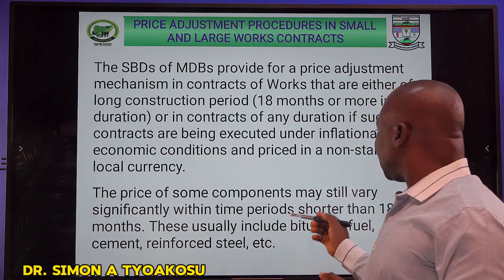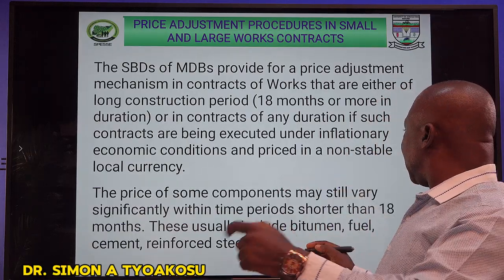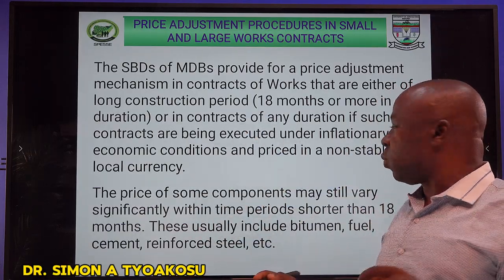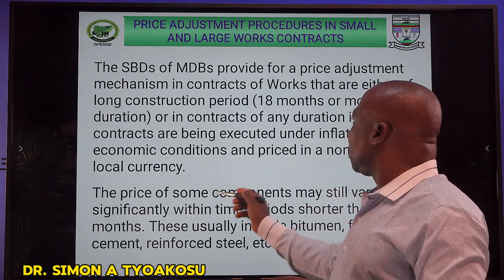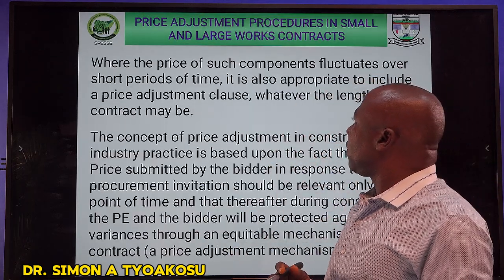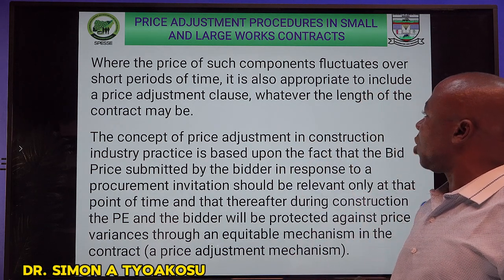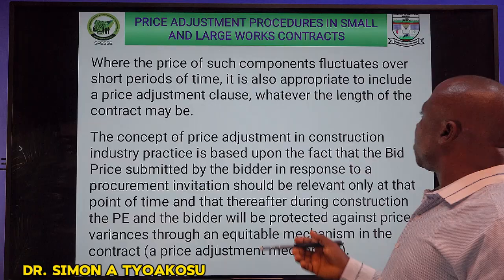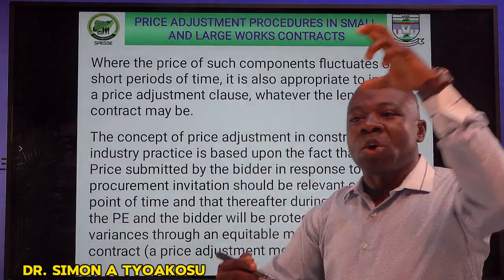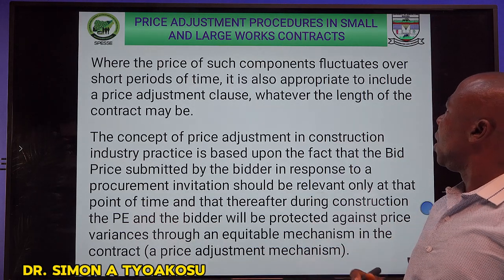So the issue of price adjustment is very key, particularly when you see that the products you are using have variation in their prices, which will significantly affect the service that we get from that product. The way the price of such components fluctuates over short periods of time, it is also appropriate to include them in what? Price adjustment. You make provision for price adjustment in the cost of having the budget for the procurement process.